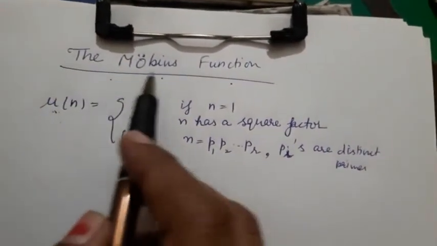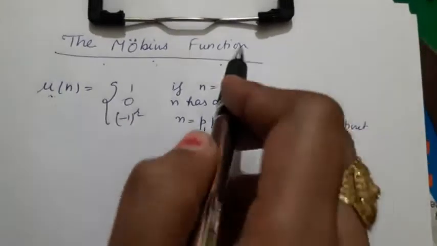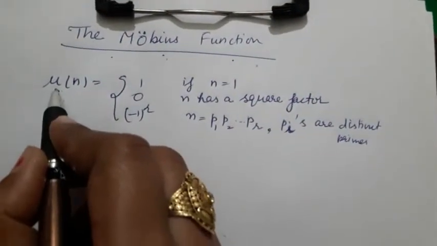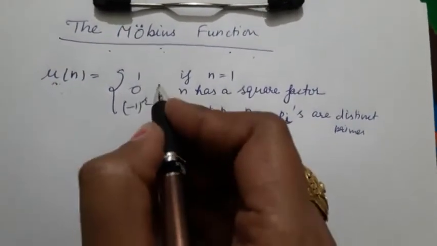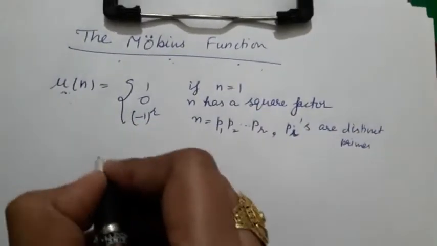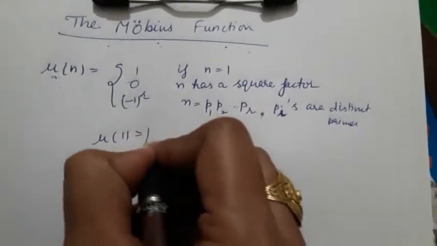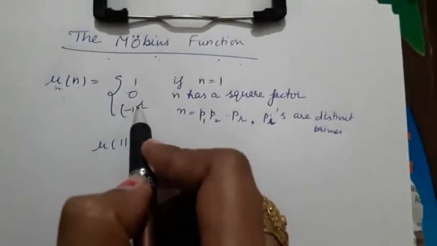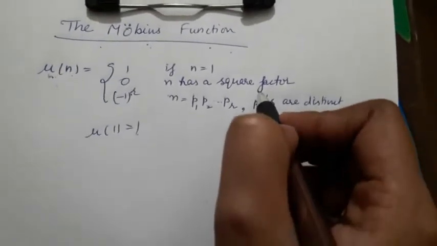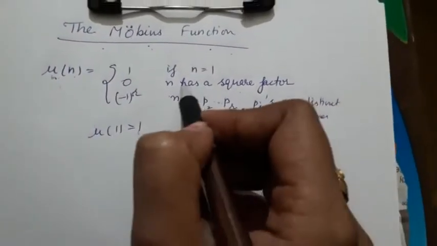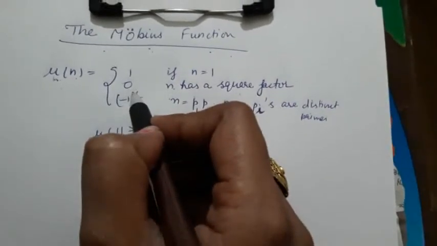Today we are going to study the Mobius function. The Mobius function is denoted by mu. Mu of n is given by 1 when n is equal to 1. That means mu of 1 is equal to 1. Mu of n is 0 if n has a square factor. If any square number divides n, then the value is 0.